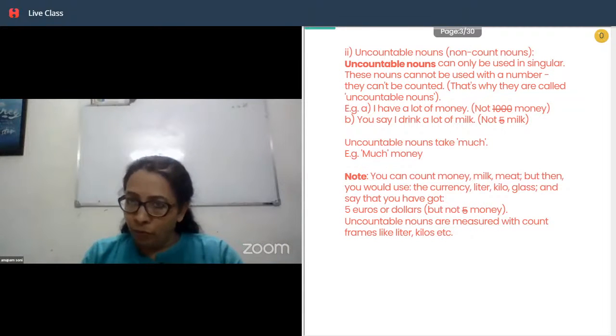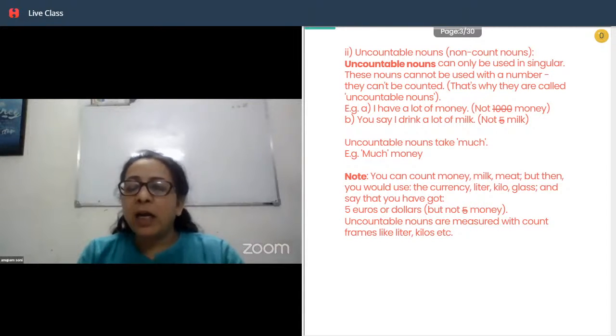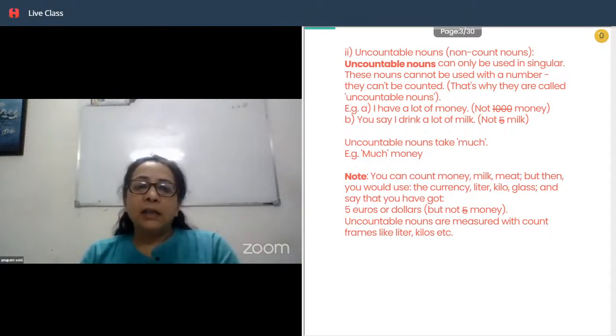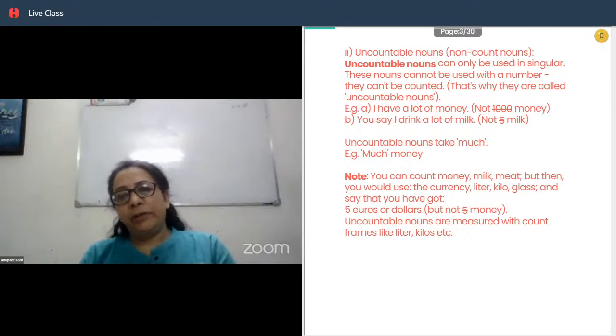Now, this is something you should pay attention to. You can count money. You can count milk. You can count meat, but then you would use the currency, liter, kilo, glass, and say that you have got 5 euros or $5, but not 5 money. That's what the difference is.